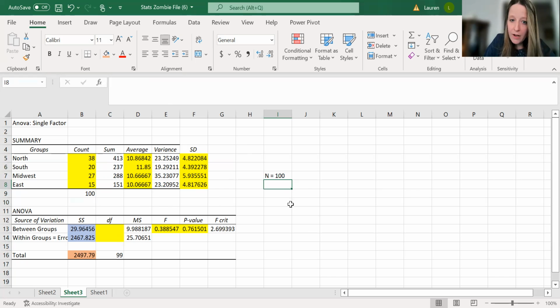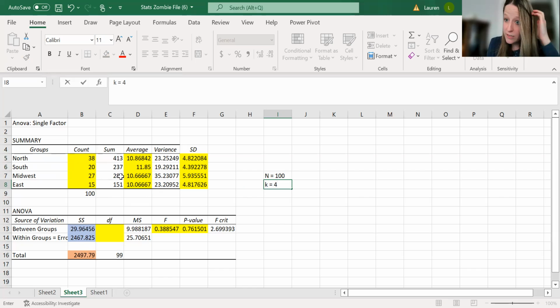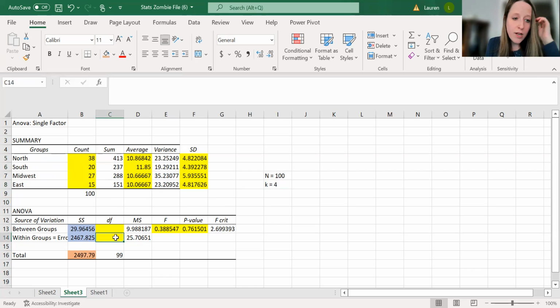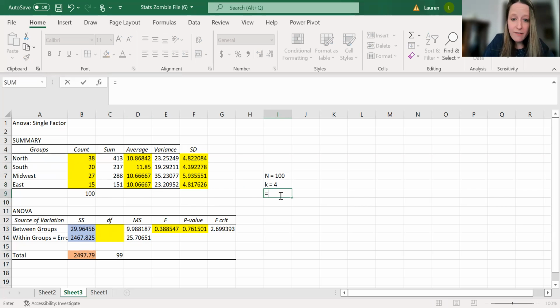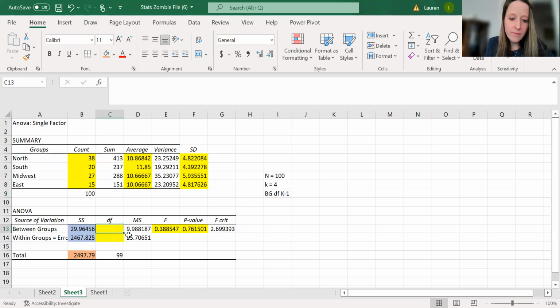We can also get the number of participants in each group, and we can think about the number of groups that we have. In your book, the number of groups is labeled as K. We have North, South, Midwest, and East, so we have 4 different groups. To get our between groups degrees of freedom, the formula is K minus 1. And so we get 3.